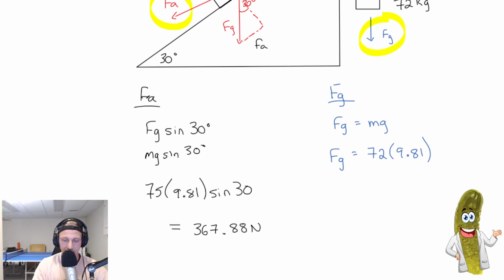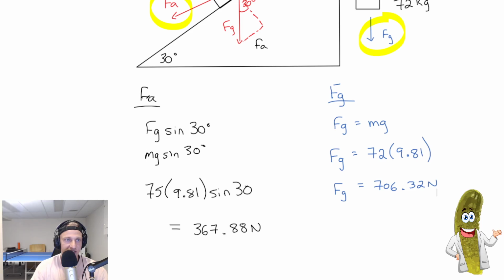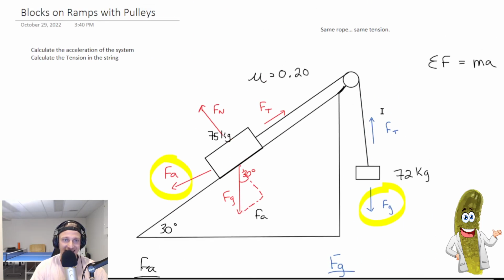72 times 9.81. And that gives us a massive force of 706.32 newtons. So what we know then, based on looking at these two answers at the bottom, is this applied force is still going to happen. It's still going to be 367.88, but this gravitational force is bigger.